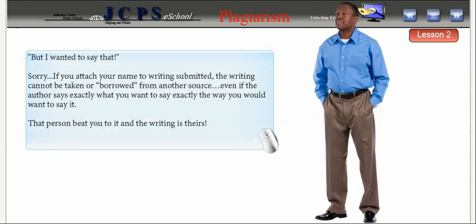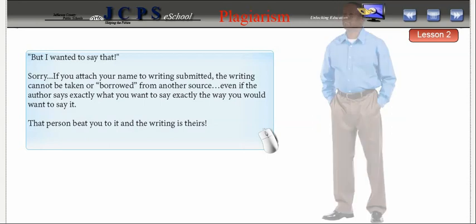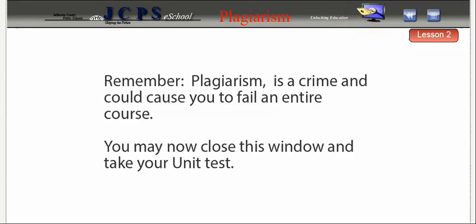If you attach your name to writing submitted, the writing cannot be taken or borrowed from another source. Even if the author says exactly what you want to say, exactly the way you would want to say it, that person beat you to it, and the writing is theirs. Remember, plagiarism is a crime, and could cause you to fail an entire course. You may now close this window and take your unit test.